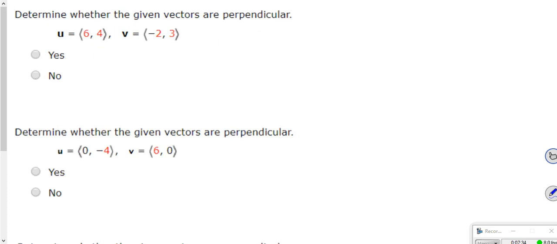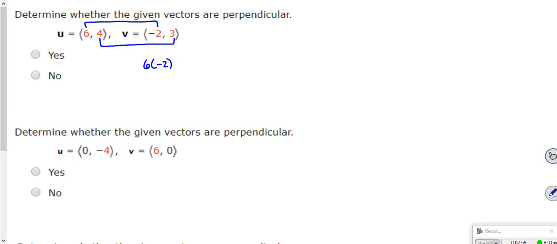Moving right along. Determine whether the given vectors are perpendicular. Now they're using the word perpendicular. It's the same thing. So again, you are taking the product of the horizontal positions plus the product of the vertical positions, and then seeing if you get 0 or not.